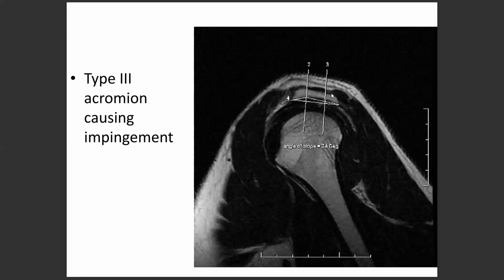Now, if we look at the structure of this acromion, this is a hook type 3 acromion, having a hook. That is a very high risk factor for subacromial impingement, because of this hook nature of the acromion, there is a reduction in the subacromial space, which will obviously increase the risk for subacromial impingement.